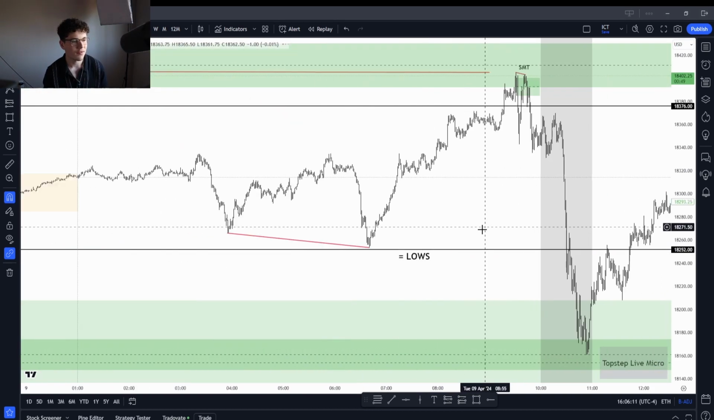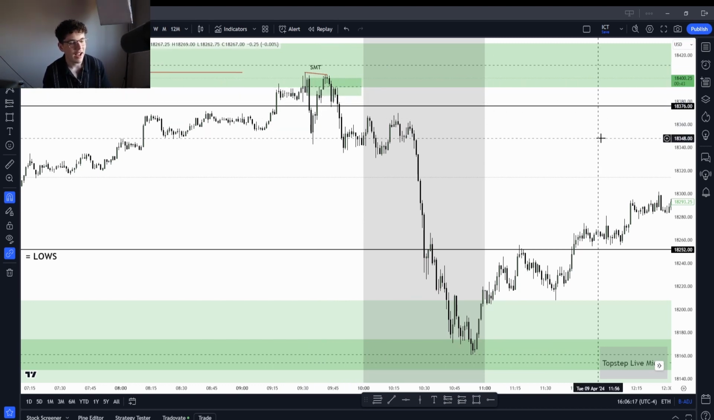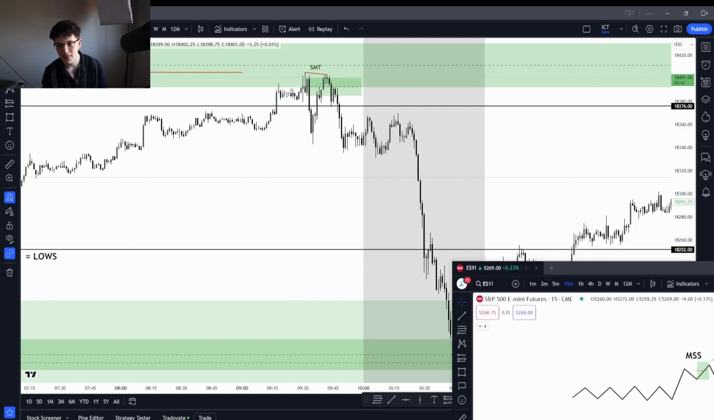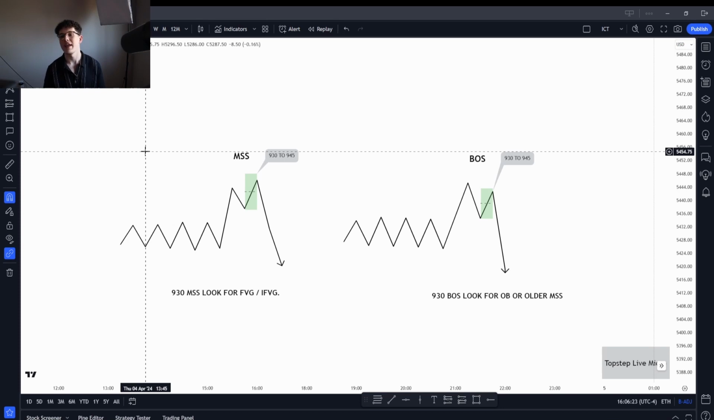You could have thought that this was the manipulation and took a long here. You could have taken a long here and lost because you didn't have direction. It's super important to have direction. That's why you use power of 3: Asian range, London, New York, time zones, time then price.